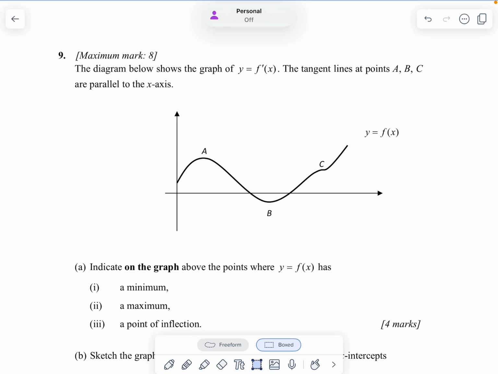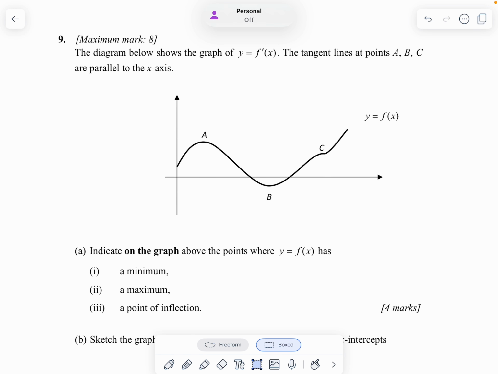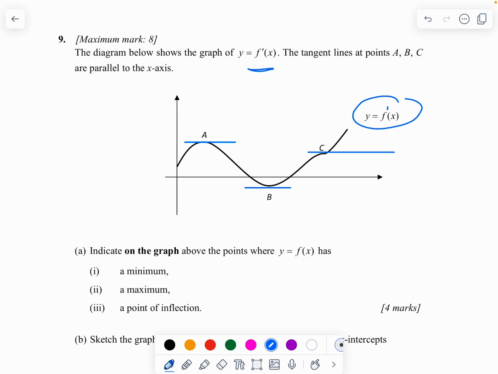So this is part 2 of test 2, question number 9. He says that this is the graph for f prime x. The f prime x graph has been given. Now the tangent lines at A, B, and C are parallel to the x-axis. Indicate on the graph where f of x has a minimum, a maximum, and a point of inflection.